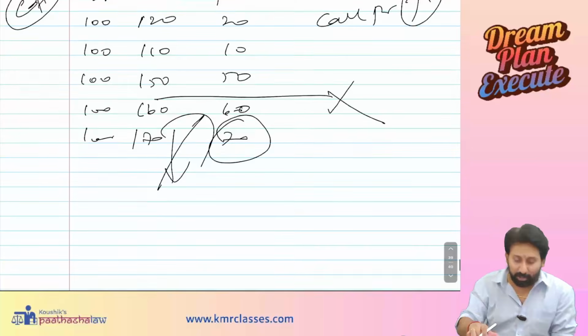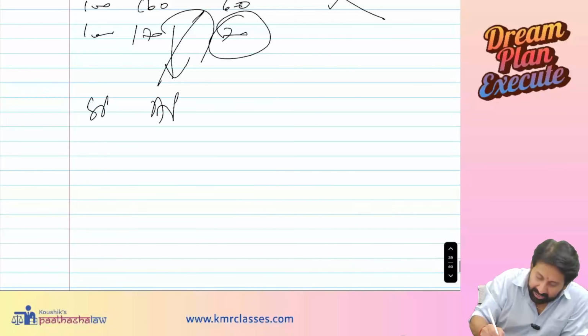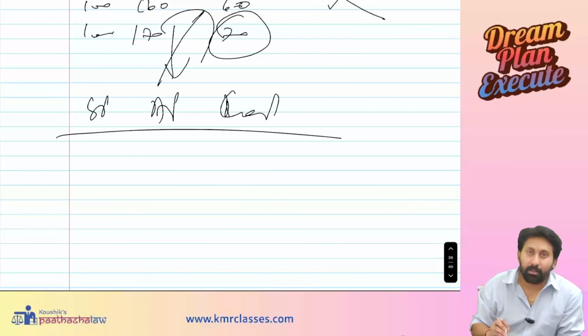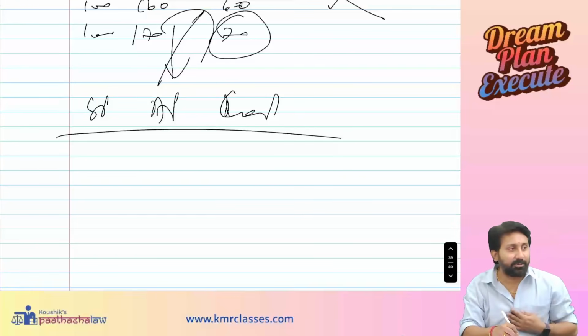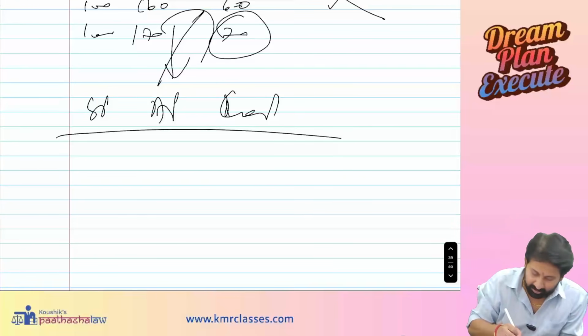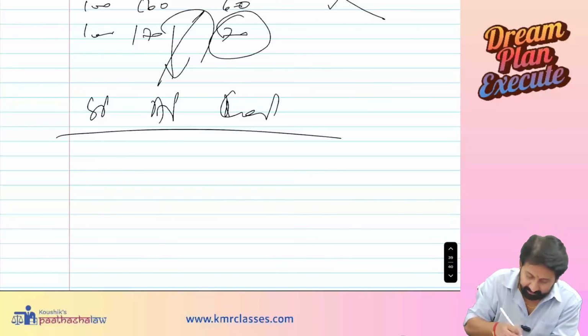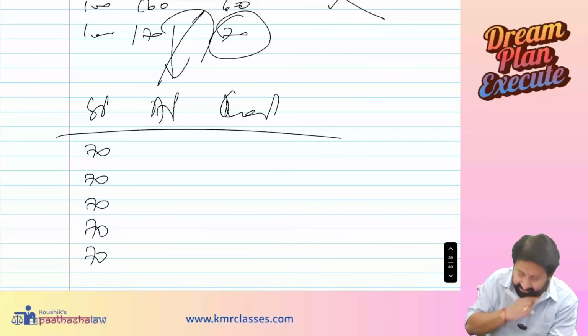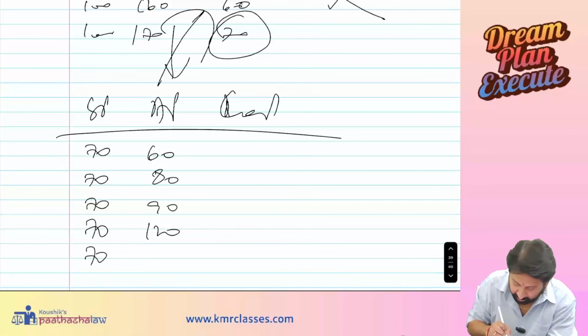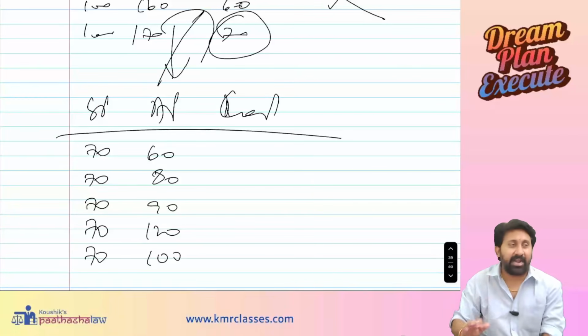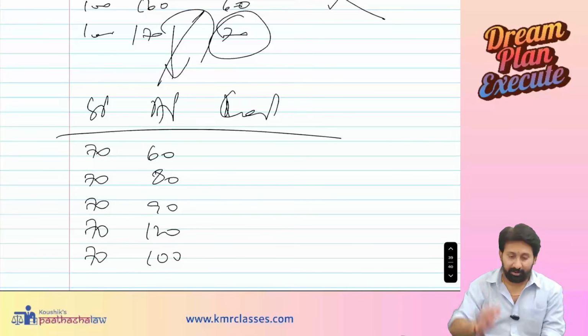Then what about the put option? You will exercise a put option when SP is more than AP. Sorry, see here. SP is 70, 70, 70, 70, 70. AP is 60, 80, 90, 120, 100. Random. Okay, now listen.